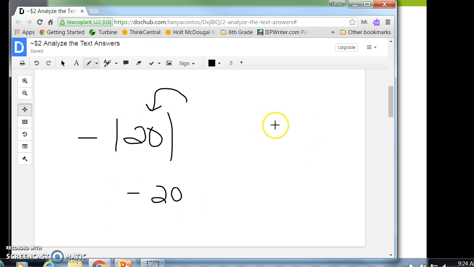So that would be negative 20, okay? If you have it on the inside of the absolute value brackets, it's different. What you're saying here is, what is the absolute value of negative 20? And that, again, would just be 20. Okay, do you see the difference?